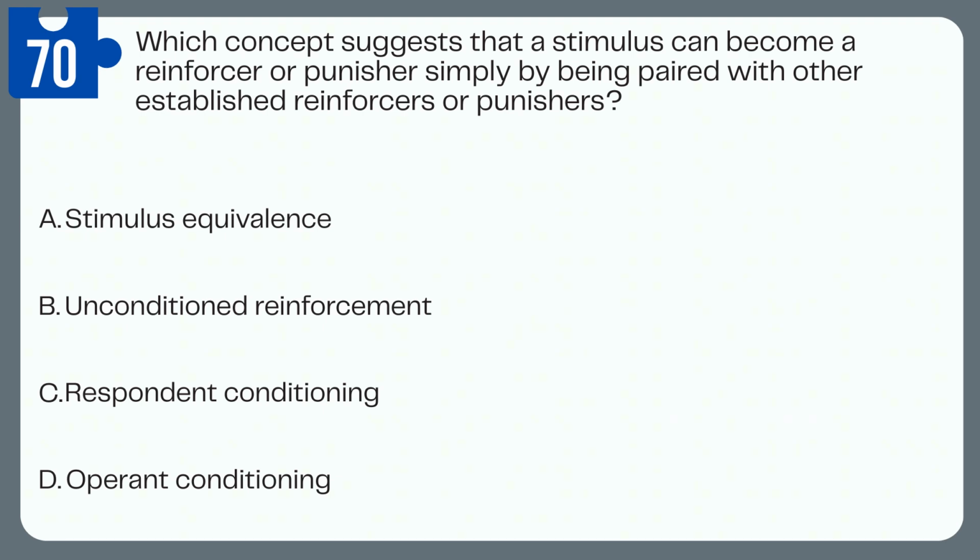Question 70. Which concept suggests that a stimulus can become a reinforcer or punisher simply by being paired with other established reinforcers or punishers? A. Stimulus equivalence. B. Unconditioned reinforcement. C. Respondent conditioning. D. Operant conditioning.